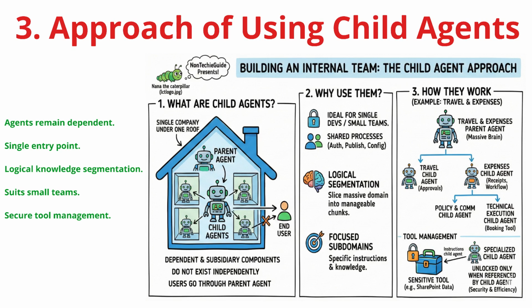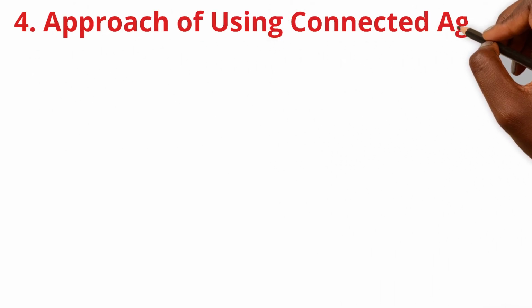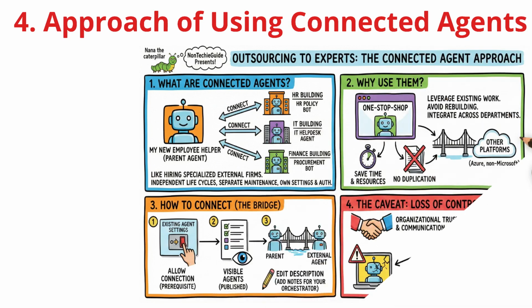On the right, we see this in action. A massive travel and expenses parent brain is split into specialized travel and expense children. You can even get more granular, subdividing expenses into policy and technical execution agents. Finally, this approach offers secure tool management. Sensitive tools like SharePoint data remain locked by default and are only unlocked when specifically referenced by a specialized child agent's instructions.